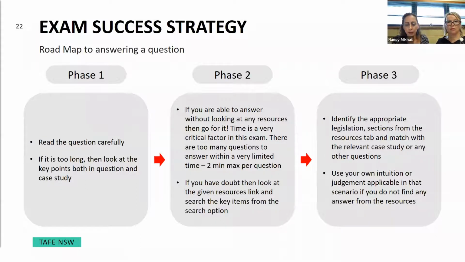Key things that we stated before: identify the correct legislation, the section, and then once you've done that, map it back to the scenario, okay? You guys all know the majority of this stuff. Feel comfortable to say, I am an advisor, I know what I'm doing, I can do this. This is what I would do in this scenario.